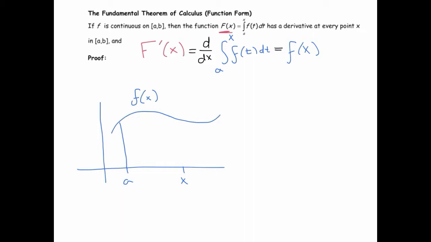Here we're going to formalize and prove the fundamental theorem of calculus, the one part of it. We'll call this the function form. We just saw a few videos on this with particular examples, but we're going to prove it in general.